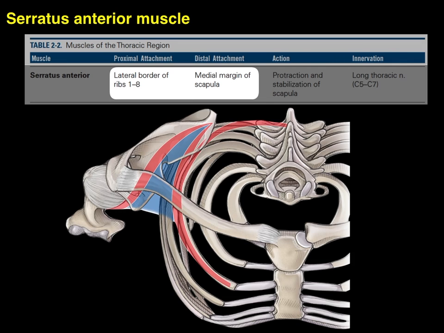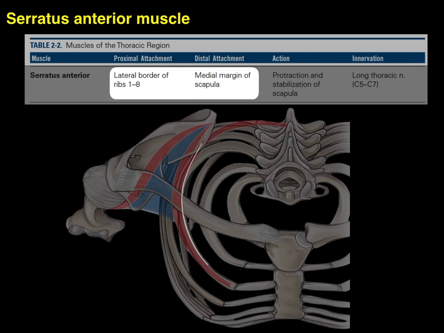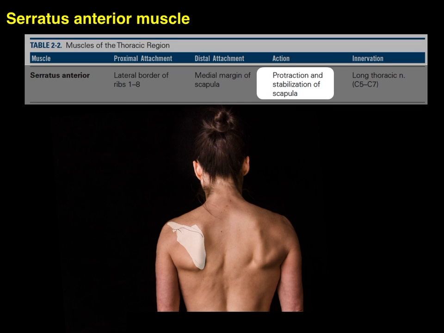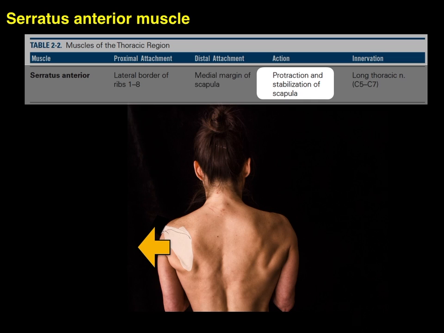We can also see that in the superior view in this osteology if we highlight just those attachments of the serratus anterior coming from the anterior ribs, and then it courses to the medial margin of the deep surface of the scapula. Now this muscle, serratus anterior, will help with protraction and stabilization of the scapula. Protraction from here to here. Another word for this is abduction of the scapula.